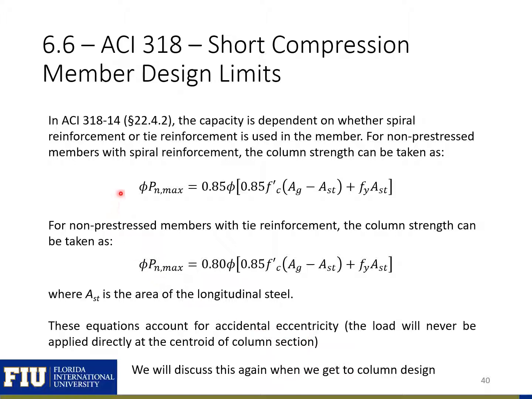So ACI has an equation for columns reinforced with spiral reinforcement and columns just reinforced with tie reinforcement, which have a 15% and 20% reduction in the overall column strength to account for this accidental eccentricity. You can see that using spiral reinforcement allows you to have less of a decrease in capacity, and this is because of the benefits that we saw that we can get with confinement using spiral reinforcement. So overall, spirally reinforced columns will behave better. And in seismic regions, you'll want to almost exclusively use spirally reinforced columns.